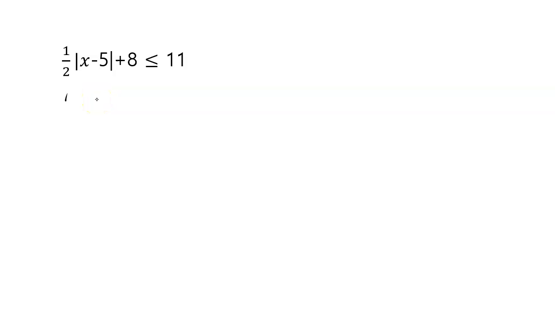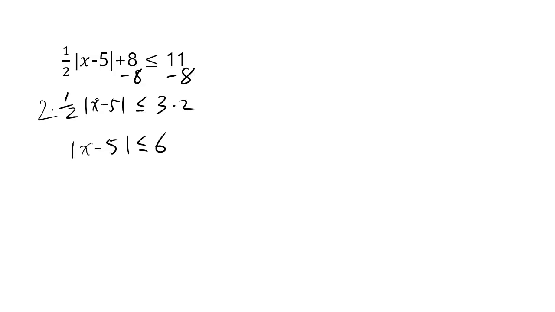Let's do this one quickly. Let's subtract 8 from both sides. 11 minus 8 is 3. Multiply by 2. And then you're saying x and 5.